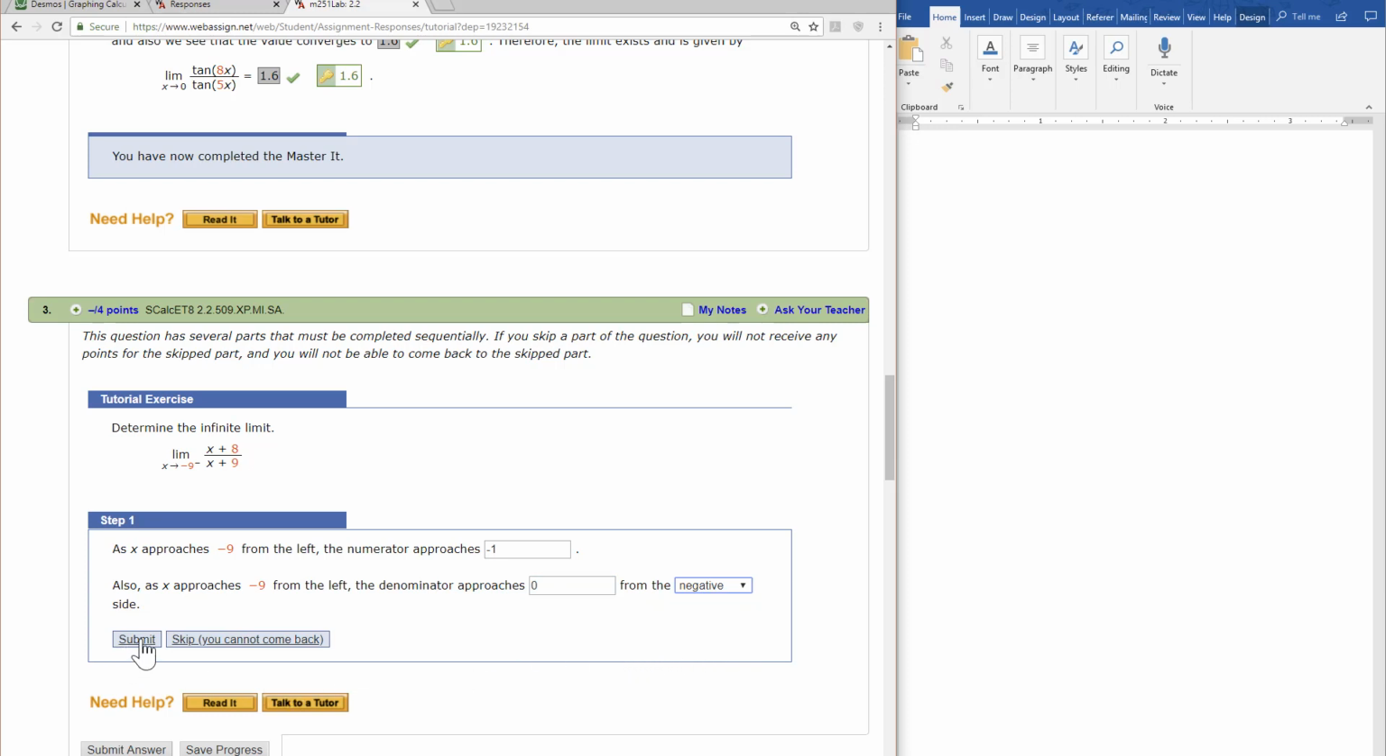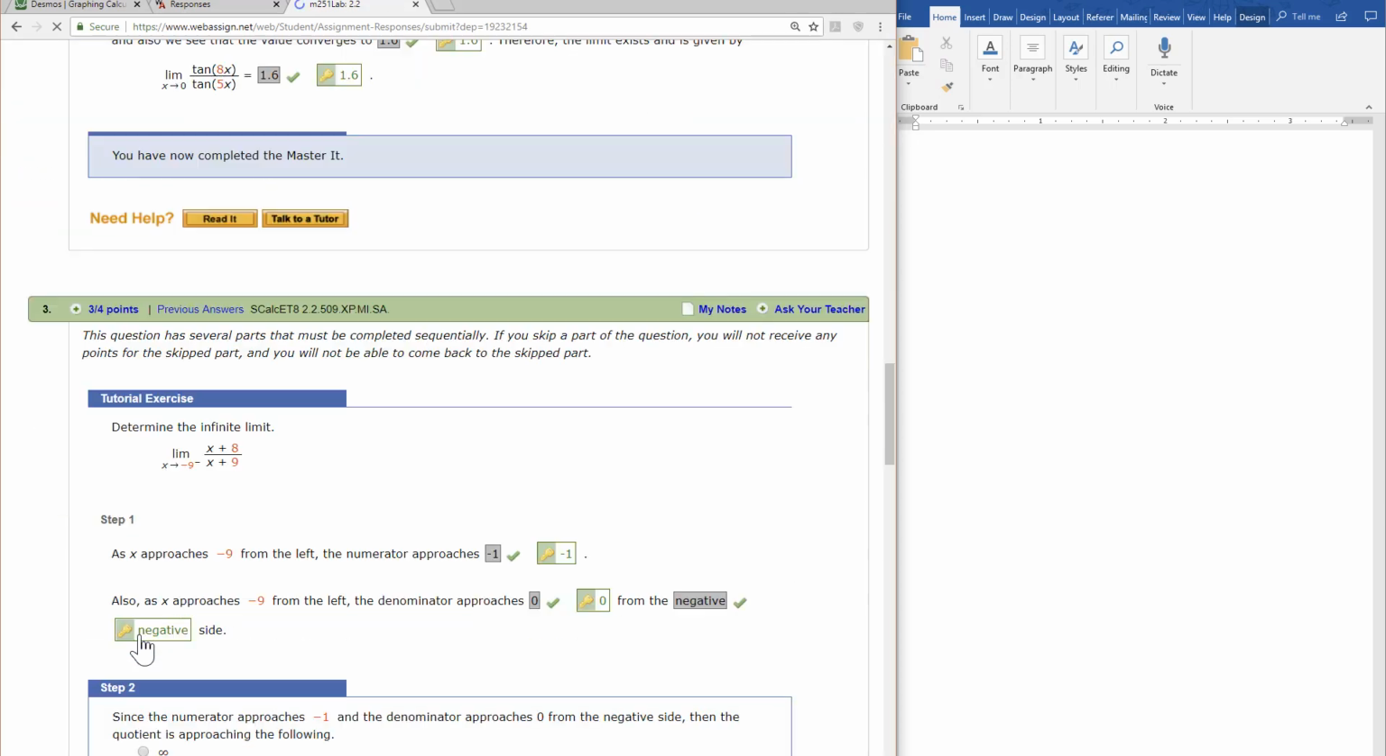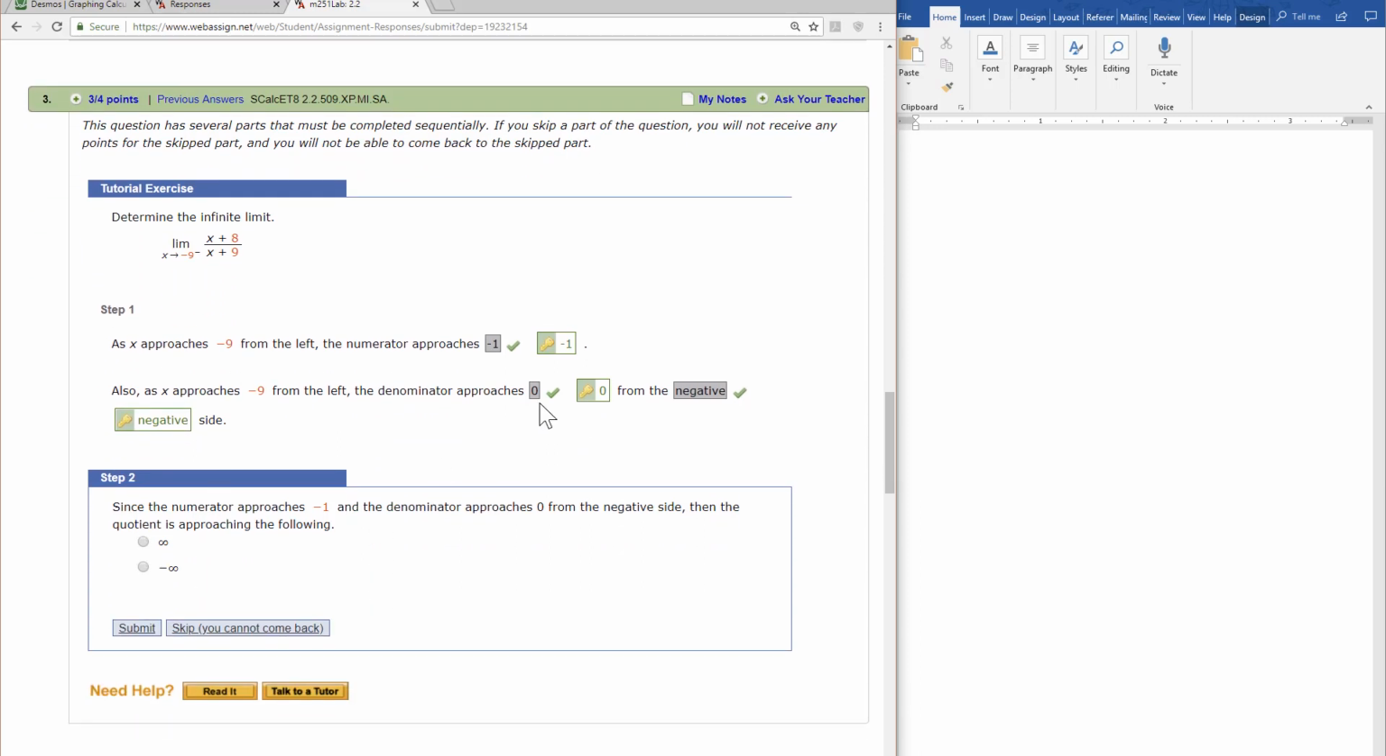So let's check this answer. We have negative 1 on top and we get 0 in the denominator, so that's going to be a little tricky to play around with. Usually we don't want to divide by 0, so what we're doing is looking at the approaching business. Since the numerator approaches negative 1 and the denominator approaches 0 from the negative side, it looks like you'll have a negative 1 on top, and this would be 0 from the negative side.